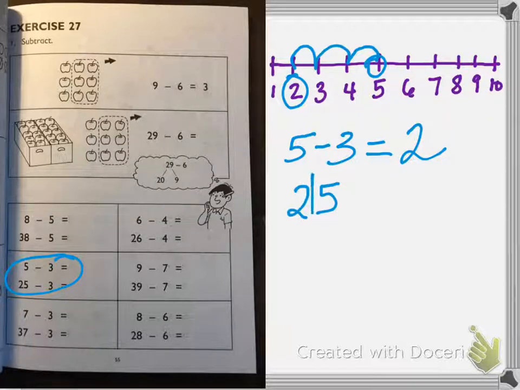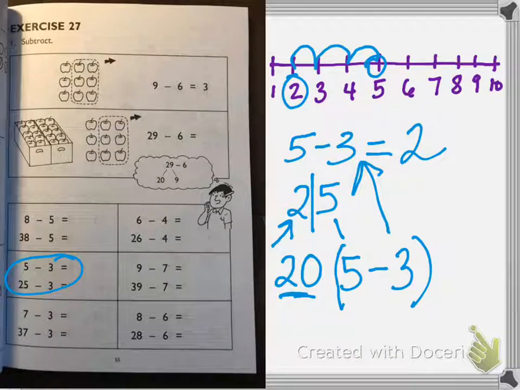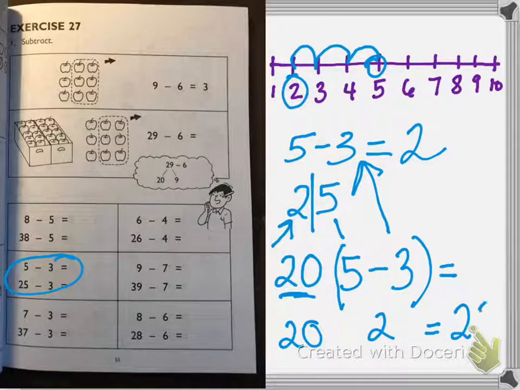25 is the same as 2 tens, which would be 20, and 5 ones, which would be 5. And we know that 5 minus 3 is 2, because we did it up there. So 25 minus 3 would be 22.